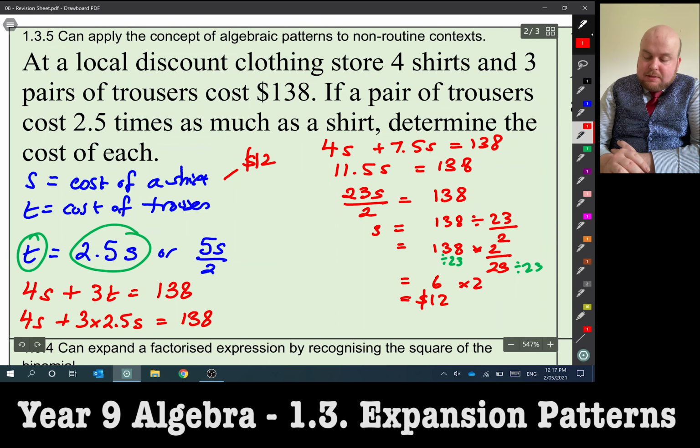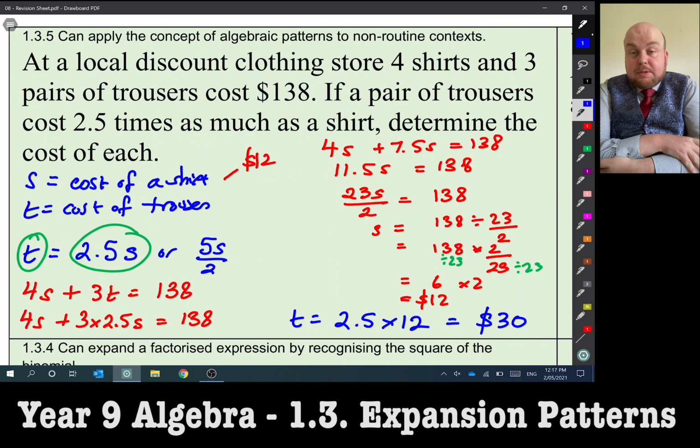And I know a trousers costs 2.5 times that. So for trousers, this is equal to 2.5 times 12, which would get us to $30. Because 2 times 12 is 24, half of 12 is 6, and 24 plus 6 gets me 30.